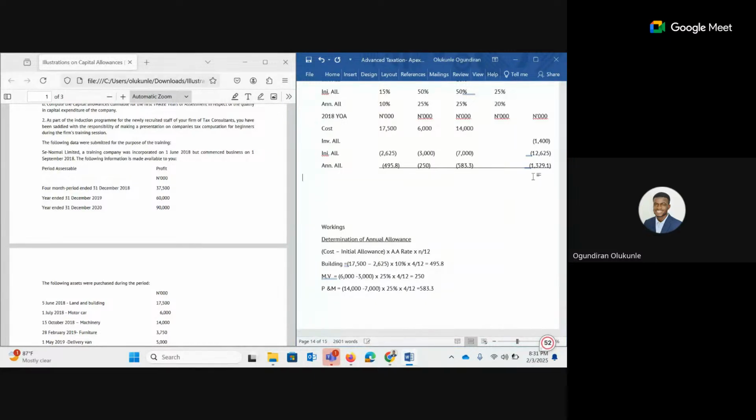So let's go. Tax written down value. So what's the tax written down value? Please help me. 14,379.2. Next one. 2,750. Next one. 6,416.7. Yes.